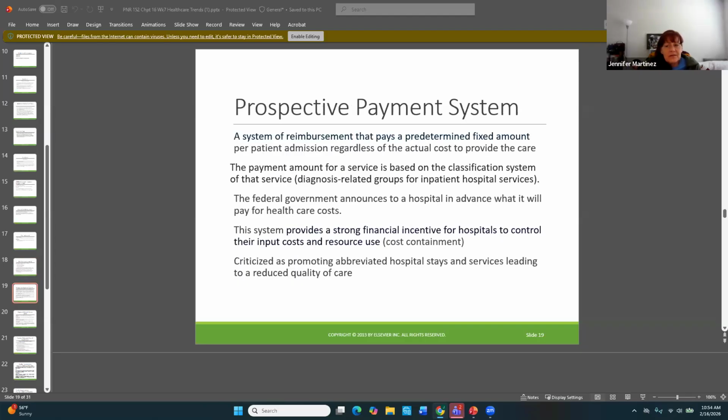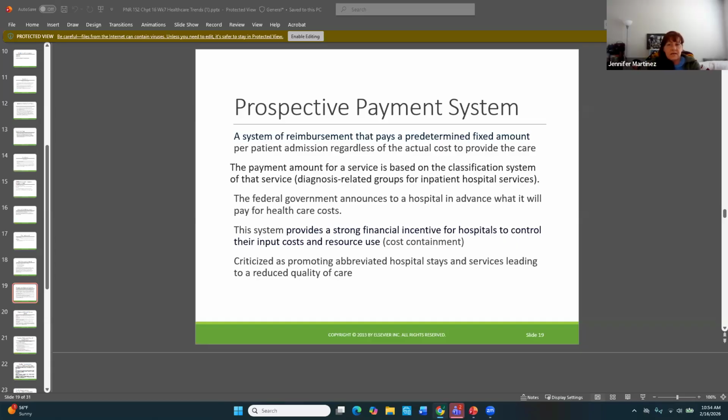Another thing we have is called the prospective payment system. I touched on this a little bit earlier today. Your prospective payment system, or your PPS, is a system of reimbursement that pays a predetermined fixed amount per patient admission, regardless of the actual cost to provide the care. And this is those diagnosis related groups that I was talking about earlier, the DRG. So payment is based on a classification system for that service.